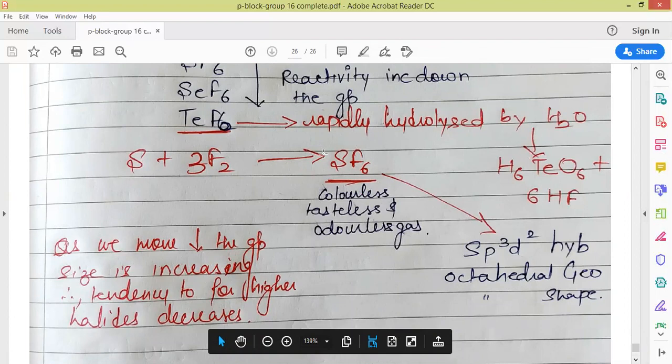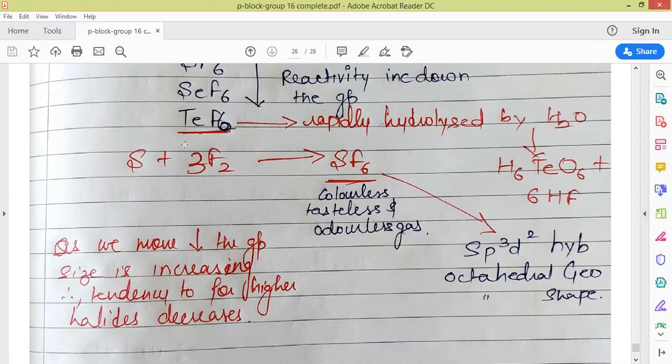This SF6 molecule can be prepared via the direct combination of fluorine and sulfur to give SF6, as here we do not need to stop the reaction anywhere in between. This is the last step. The number of fluorines cannot increase further, as sulfur is in its highest oxidation state here. So this is the most stable hexahalide of sulfur. This is a colorless, tasteless, and odorless gas.